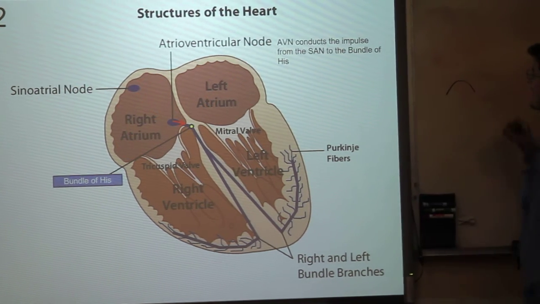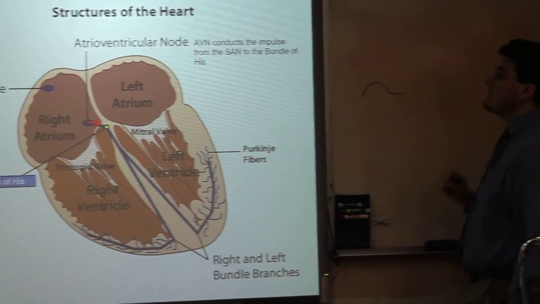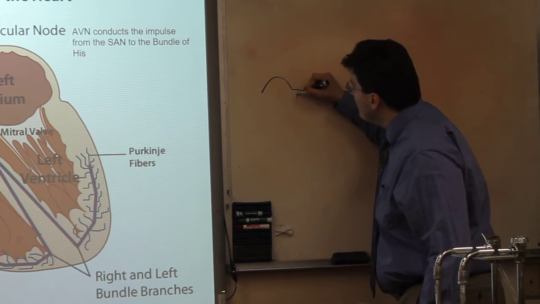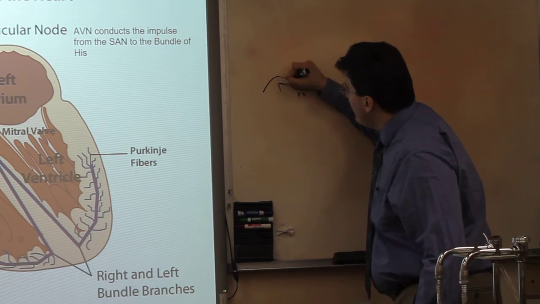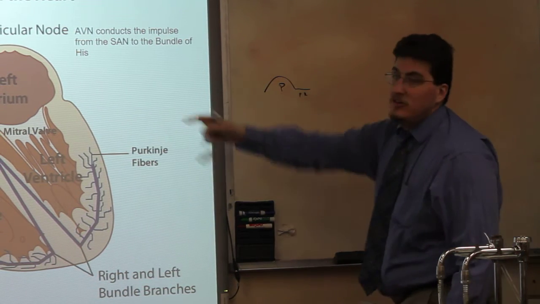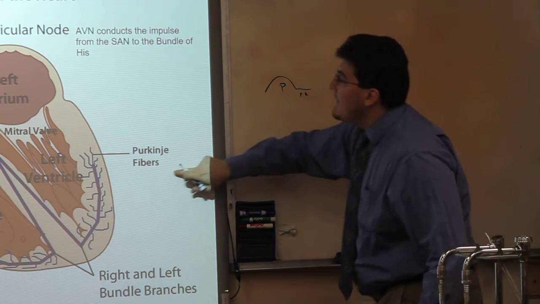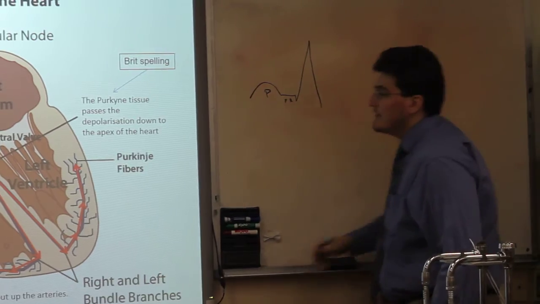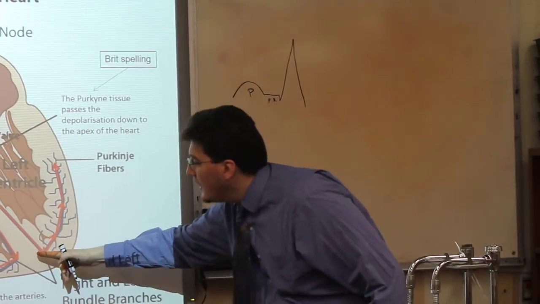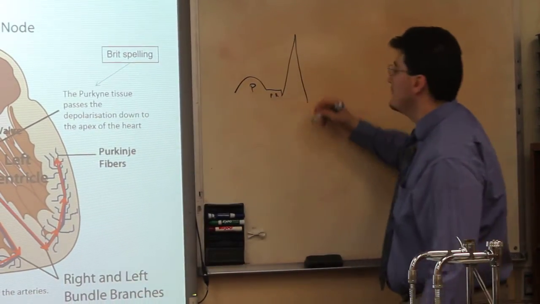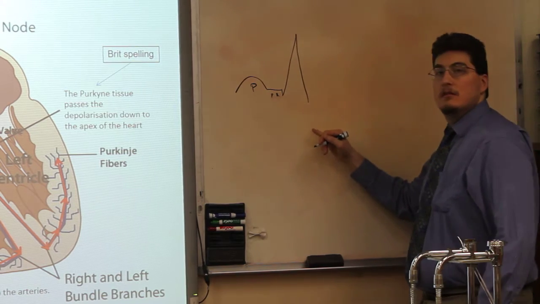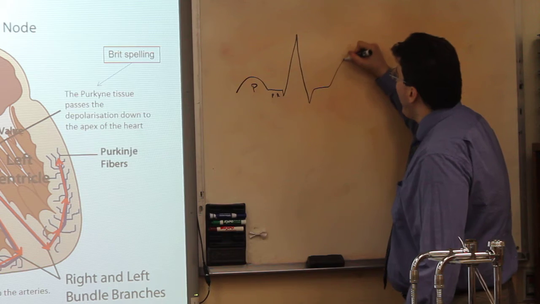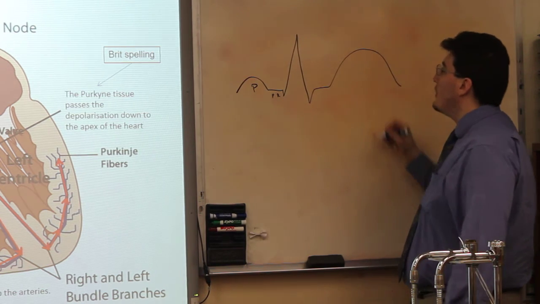And then we had that little 0.1 second pause as it moved through the PR interval. So we had our P wave, our PR interval, that little pause. And then we had the Q, R, S. Q, R, S. And then we have our T wave as the ventricle repolarizes.